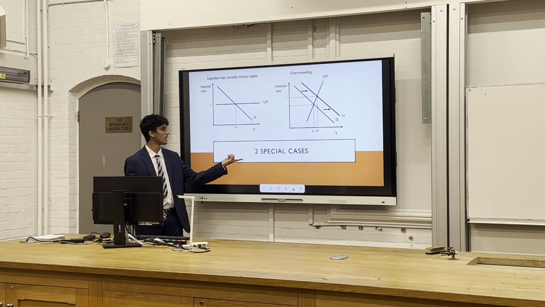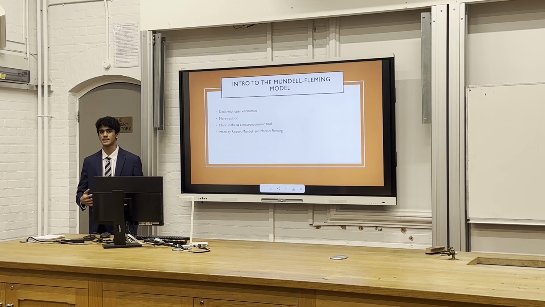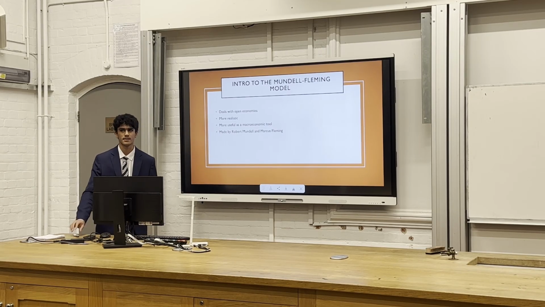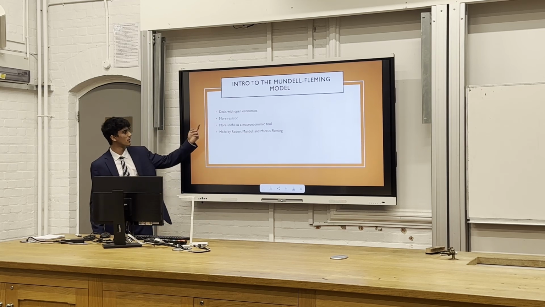That's the IS-LM model done. Now moving on to the Mundell-Fleming model, which is basically the same thing, but it incorporates the international economy. So it's a lot more representative of an actual economy because obviously I don't think any economy is completely closed in this day and age. Yeah, it deals with open economies, it's more realistic.